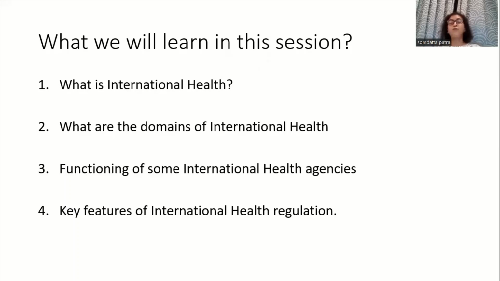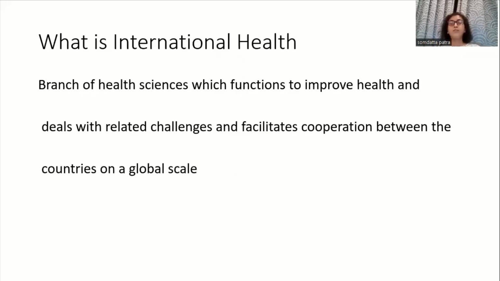So we start by knowing what is international health. As it is widely said, health and disease have no geographic boundary. They don't have any national boundary. A disease present in any part of the world is a threat to other parts of the world. There is interdependence among the countries for better health outcomes. So, international health is that branch of health sciences which functions to improve health and deals with related challenges and facilitates cooperation between the countries on a global scale.